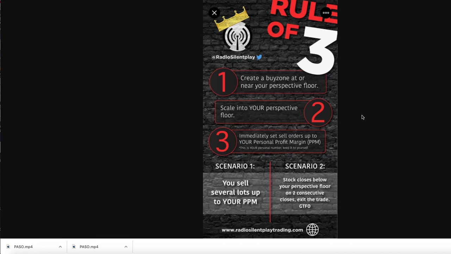Okay, so the rule of three. Whenever I'm looking to buy a stock, I want to have a plan. You can never trade without a plan. So it's basically three simple rules. When I buy a stock, I want to create a buy zone at or near my prospective floor.